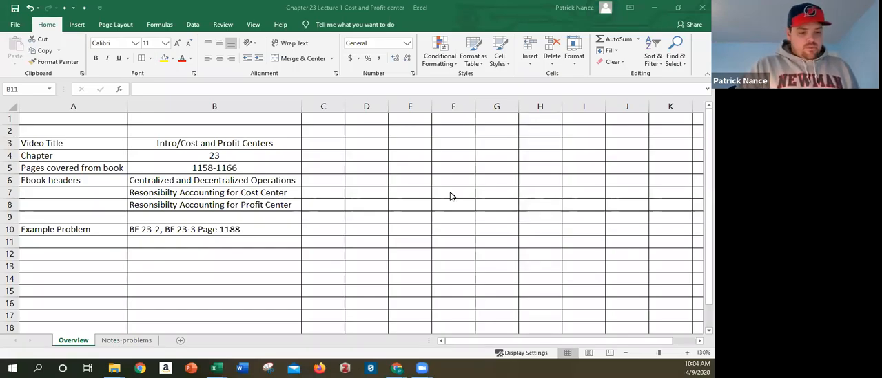Okay, welcome to chapter 23. This is kind of the introduction. Chapter 23, we're going to look at pages 1158 through 1166. We're going to talk a little bit about centralized and decentralized operations and how they work. Then we're going to talk about how we account for cost centers and profit centers. And we'll look at a couple of problems real quick too.